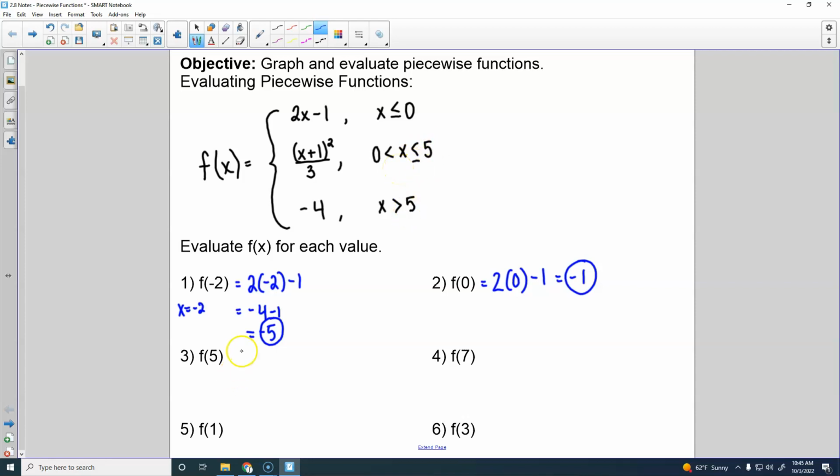5 here. So we should have 5 plus 1 squared over 3. That's going to be 6 squared over 3. 36 divided by 3 will give us 12.